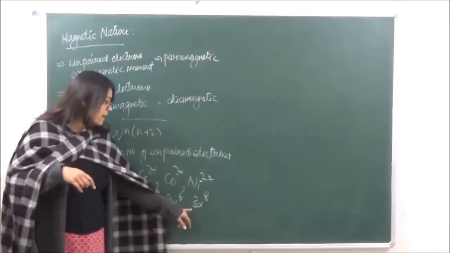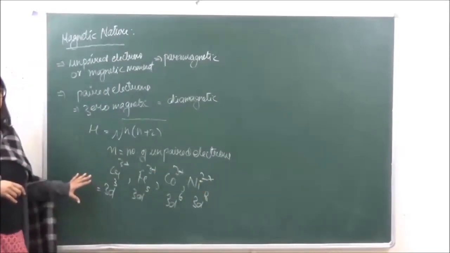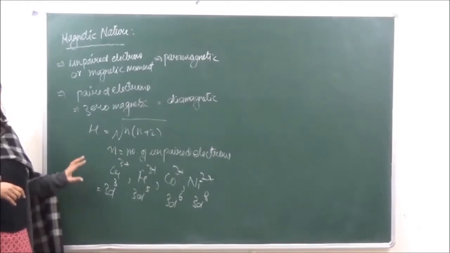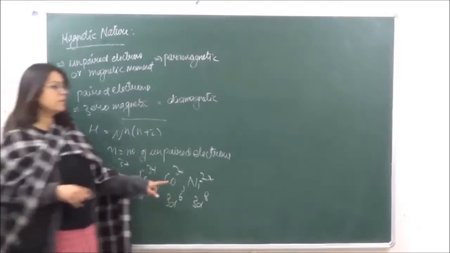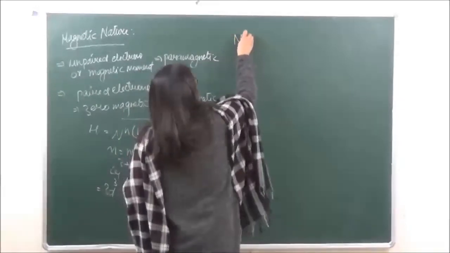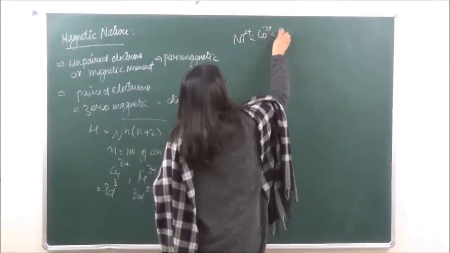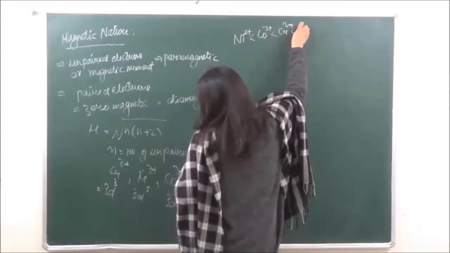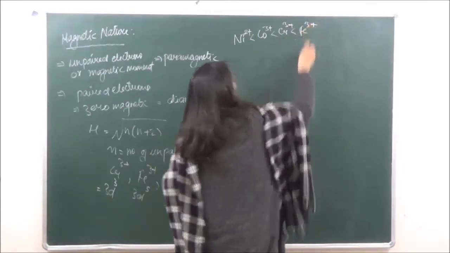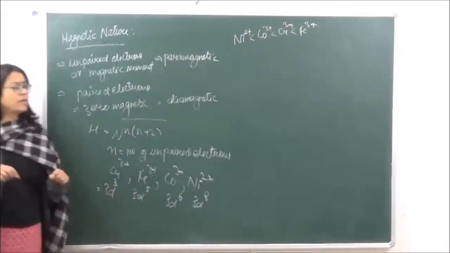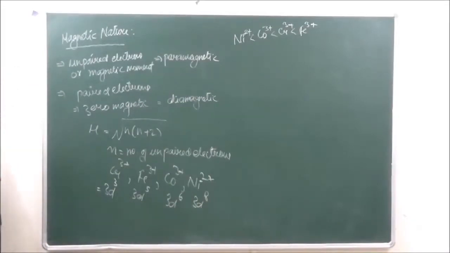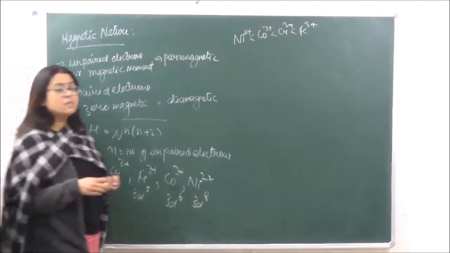Since you have to arrange in order of increasing paramagnetic character according to the number of unpaired electrons, Ni2+ is going to be the least, then we will have Co3+, then Cr3+, and finally Fe3+. Got it? So this is the increasing order of paramagnetic character depending upon the number of unpaired electrons present. This is the magnetic property and the reason for it.